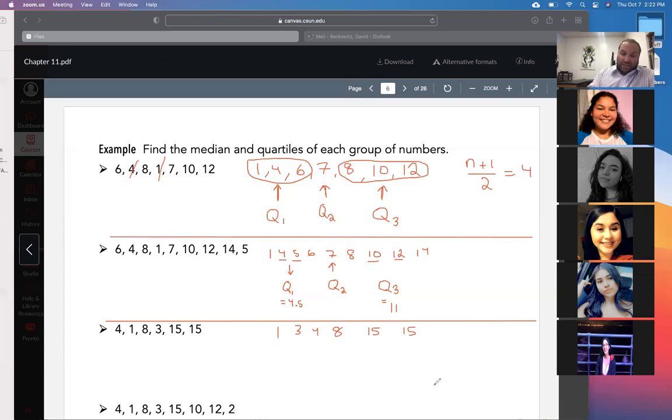Six. Yes, it is halfway between 4 and 8. Q2 is equal to 6. It is the average of the third number and the fourth number. It goes right here in the middle. Now, what is Q1?